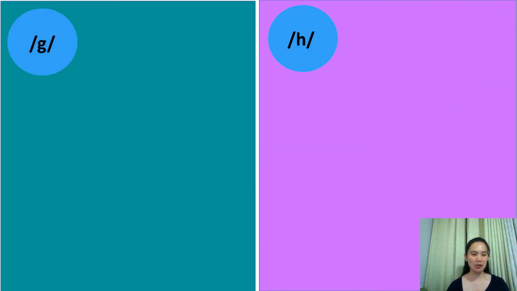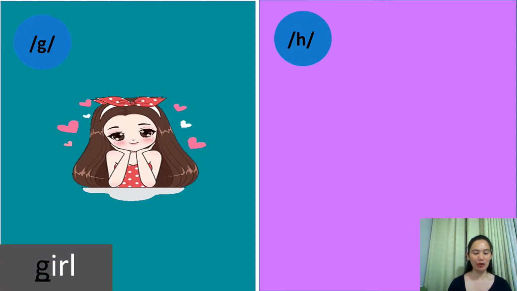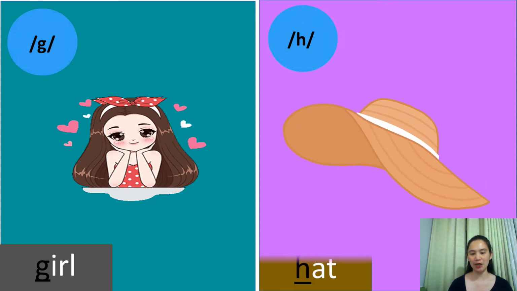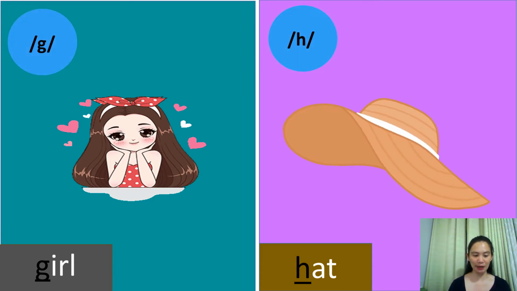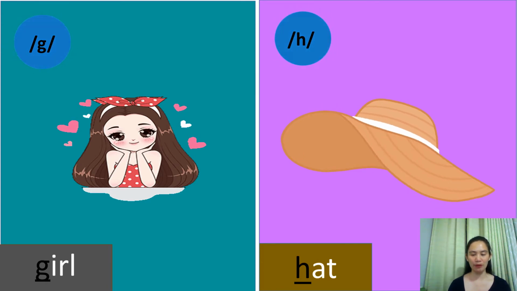Next pronunciation symbols for consonants are the symbols that have the sound of G and H. The sound of G can be heard in the word like G, girl, and other words with letter G, like in the words good, guess, and leg. H can be heard in the word like hat, and other words with letter H, like hen, hop, and hood.